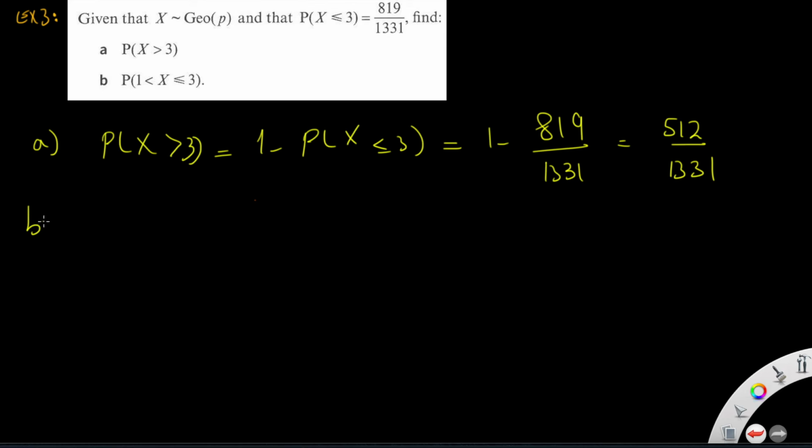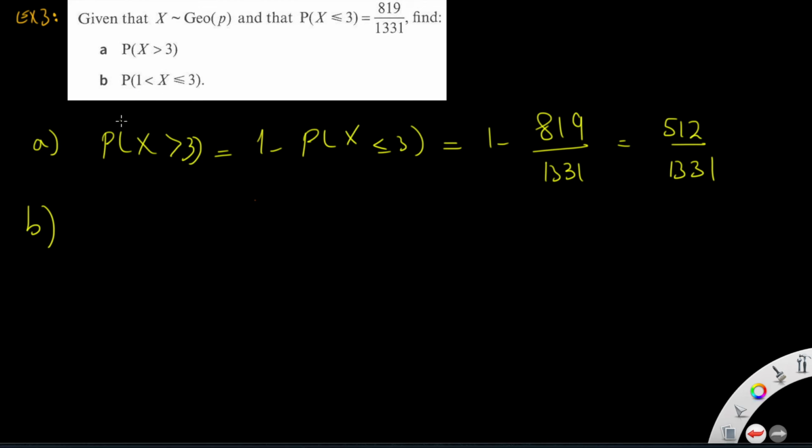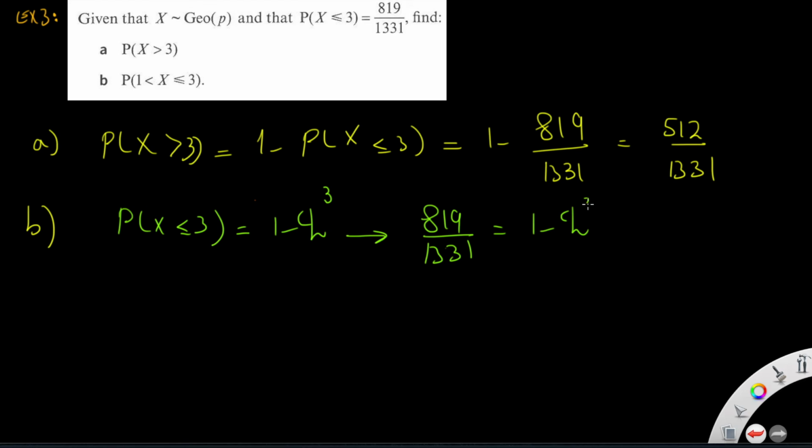Now part B. Now we need to have p or q to solve this question. We know that probability of x less or equal to 3 is actually 1 minus q to the power of 3. So we have probability of x less or equal to 3, 819 over 1331, is equal to 1 minus q to the power of 3. Now q to the power of 3 will be 1 minus 819 over 1331.